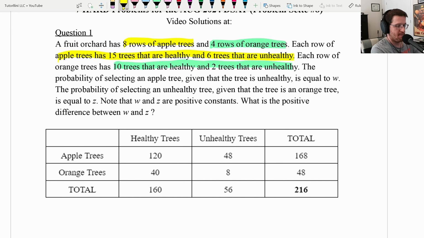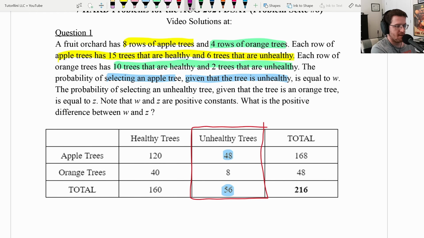So it says, given that the tree is unhealthy. Okay, so probability is desired over total, but when the SAT gives us a target group, we have to look just at that target group. So I'm going to look at just the unhealthy trees, which is this column. And it says the probability of selecting an apple tree. So we're going to do desired over total, so apple over total.